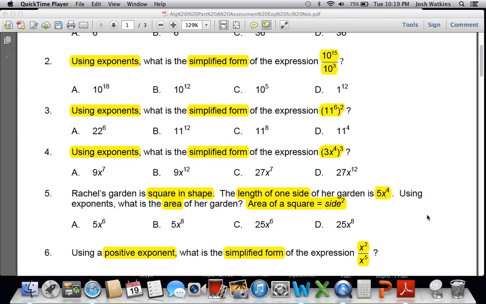Alright, number 5. Rachel's garden is square in shape. The length of one side of her garden is 5x to the 4th. Using exponents, what is the area of her garden? And remember that the area of a square can be found by taking the side and squaring it. So the area of a square is side squared. So we need to find the area.